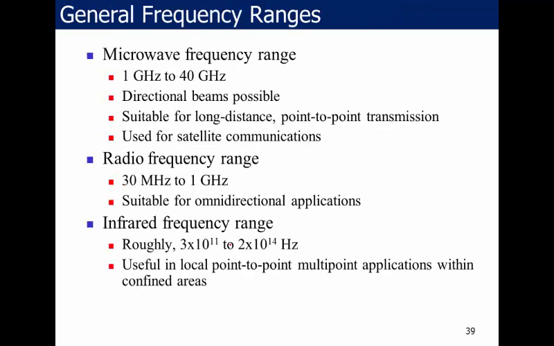General frequency range: microwave frequency range is 1 gigahertz to 40 gigahertz. Directional beam is possible, suitable for long distance point-to-point transmission, used for satellite communication. So satellite communication is in this microwave range, right?